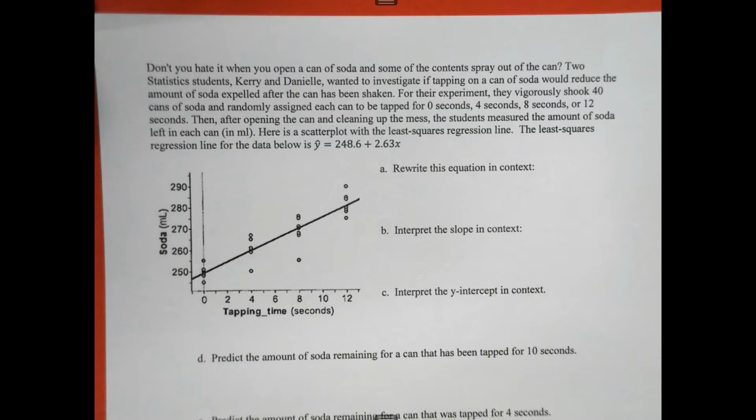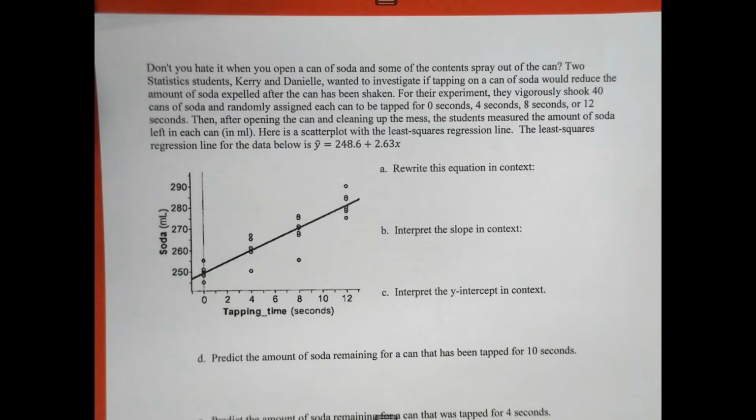Here's another example to help us look at the least squares regression line and having some understanding of how we rewrite in context and predict different values and talk about residuals. Our problem says, don't you hate it when you open a can of soda and some of the contents spray out of the can? Two statistics students, Carrie and Danielle, wanted to investigate if tapping on a can of soda would reduce the amount of soda expelled after the can has been shaken.